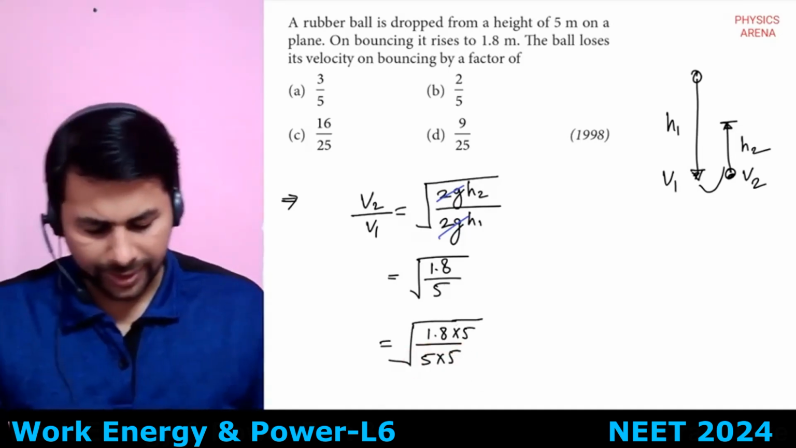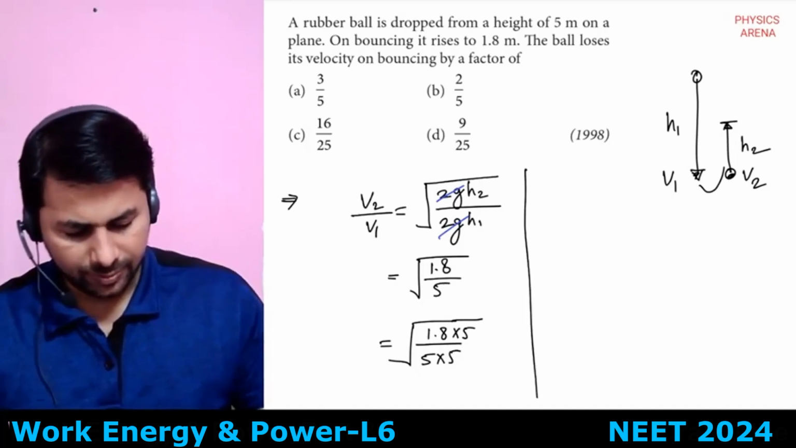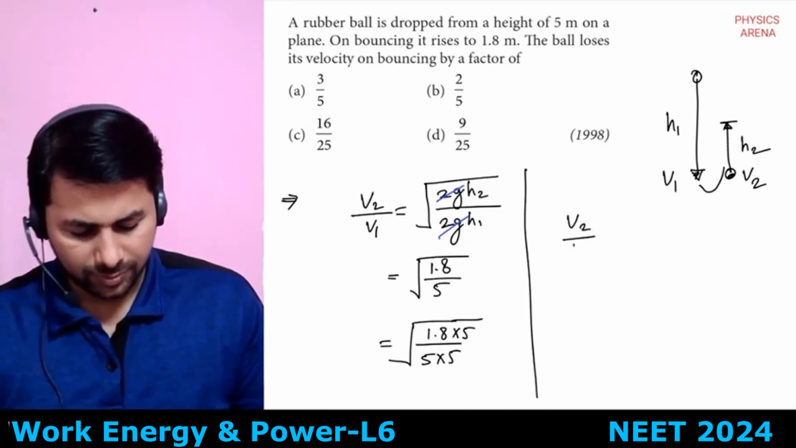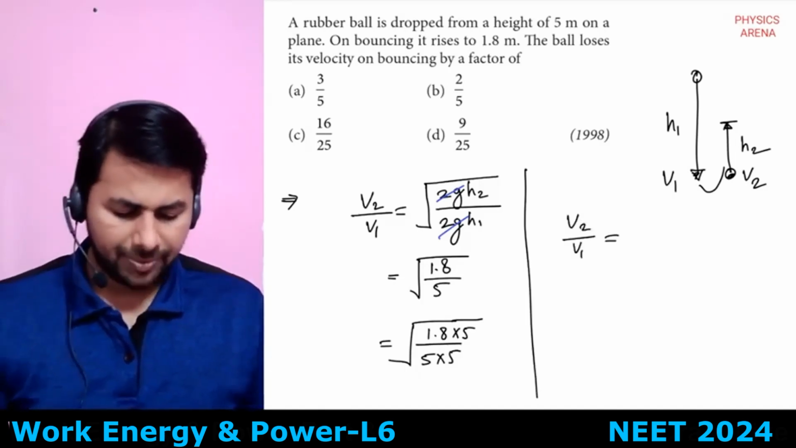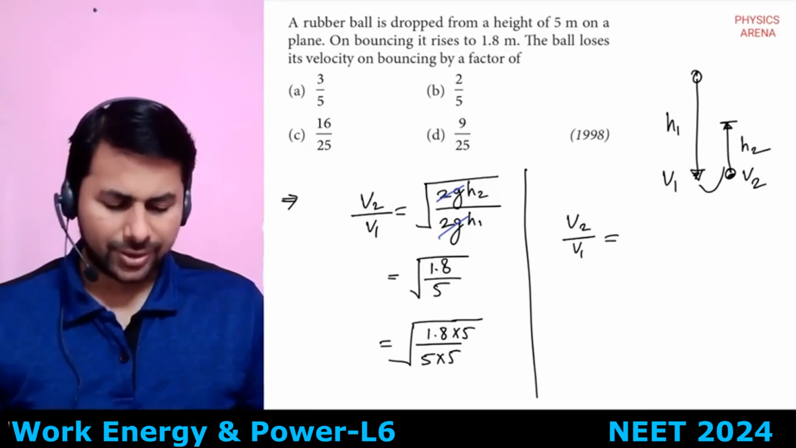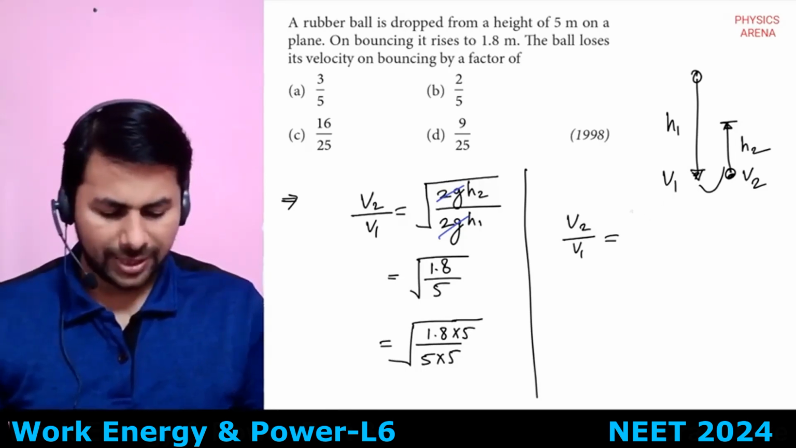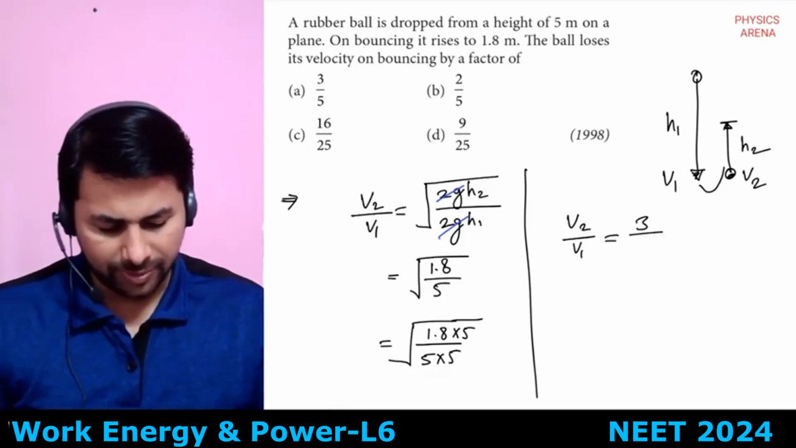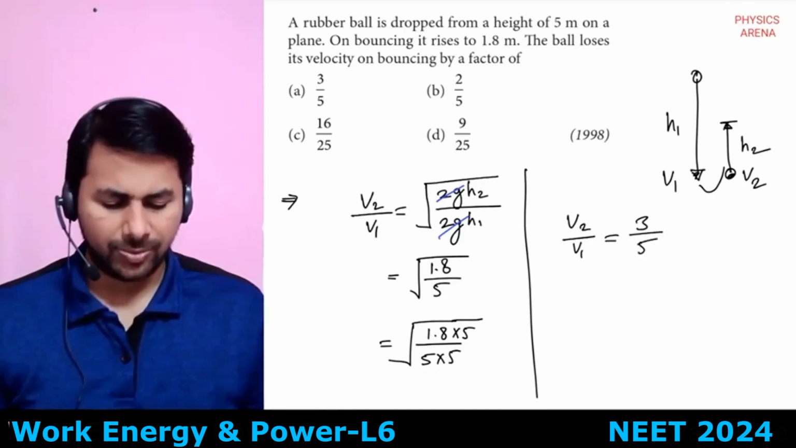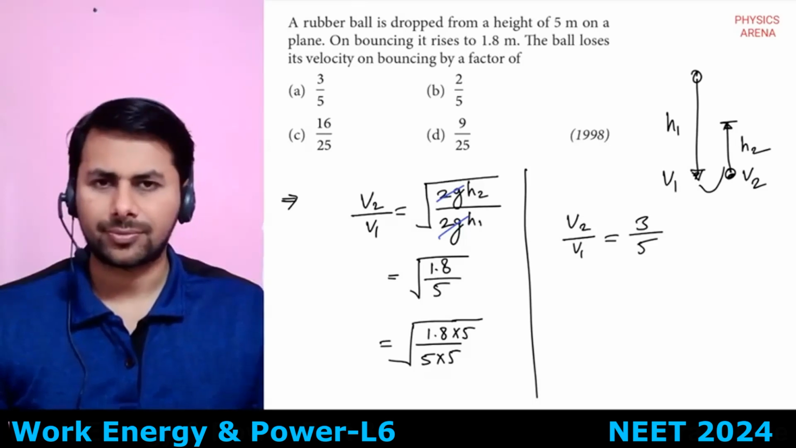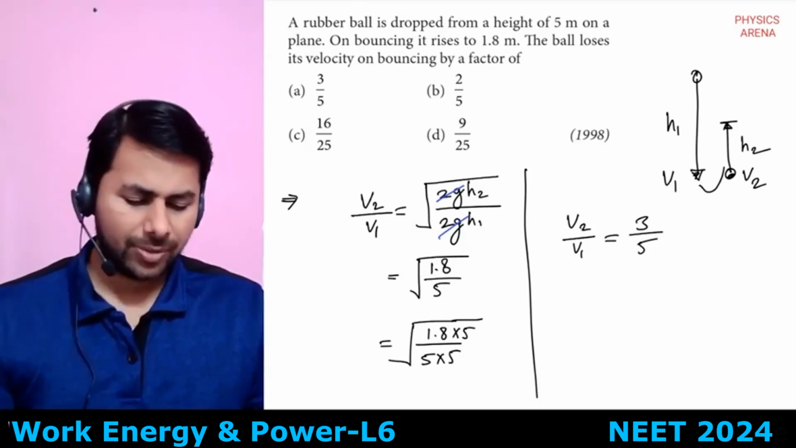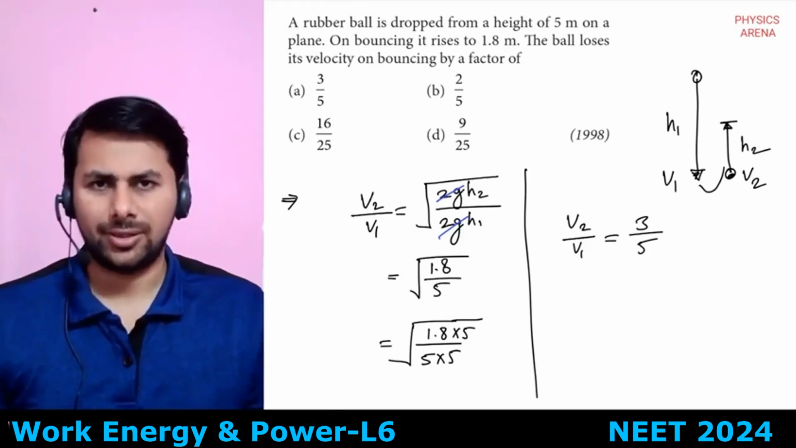And how much is 1.8 times 5? 18 fives are 90. So this is also good. This will be 9. So square root of 9 is 3, and in the denominator you have 5. So v2 upon v1 is 3 by 5. So this is the ratio of final to initial velocity.